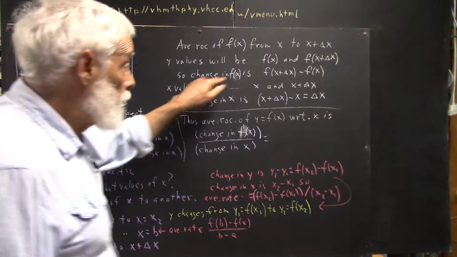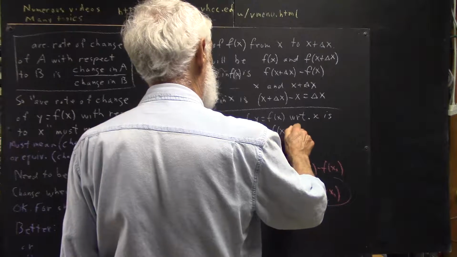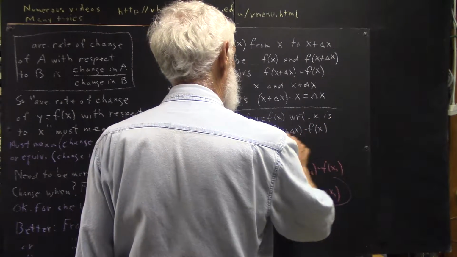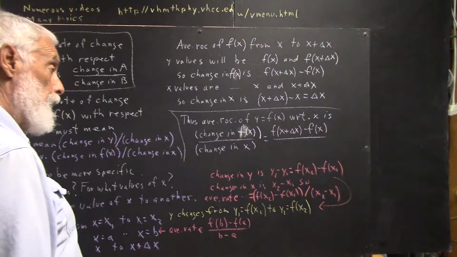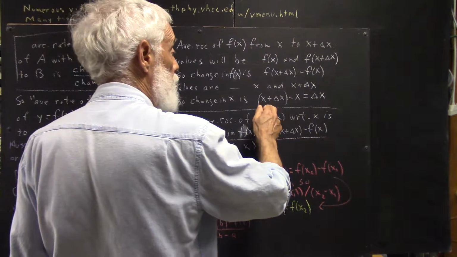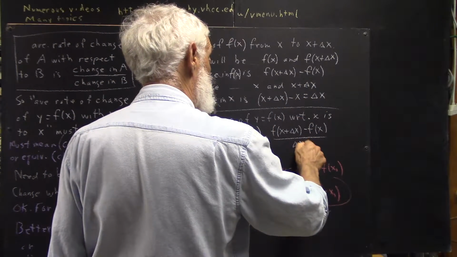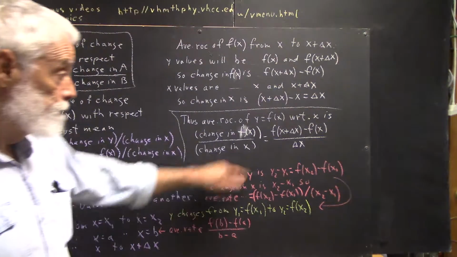Well, your change in f of x is this. It's f of x plus delta x minus f of x. And that's divided by the change in x, which is just x plus delta x minus x, which is equal to delta x. Okay? There it is.